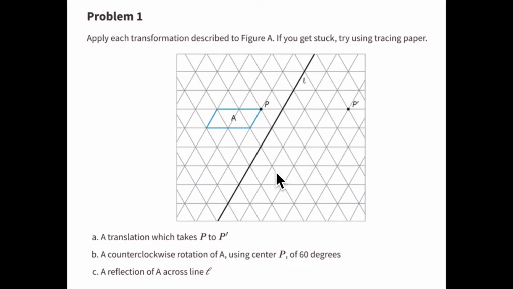For part B, figure A is going to rotate counterclockwise, so in the opposite way of the direction of a clock, using center P. So this point right here is going to remain in the same spot, but this figure is going to rotate counterclockwise this way around point P 60 degrees. Now 60 degrees is this angle right here. All of these angles in isometric grid paper, they're all equilateral triangles, so every angle is 60 degrees. So it's going to rotate 60 degrees from here down to here.